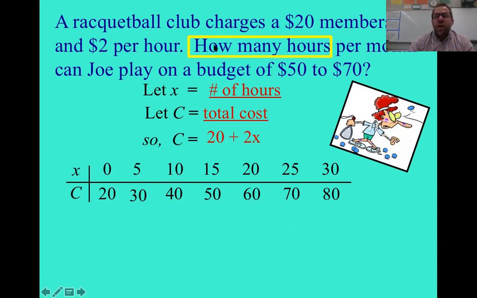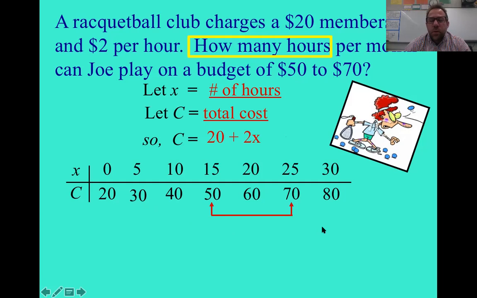It says, how many hours per month can Joe play on a budget of $50 to $70? So some months he's going to have $50, and some months he'll have as much as $70 to spend on racquetball, right? He's got to buy groceries and other stuff. So sometimes he has $50 and sometimes up to $70. So where is that down here? Here's 50 and there's 70, right?